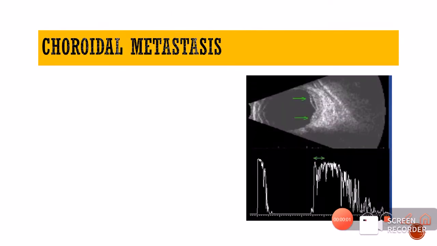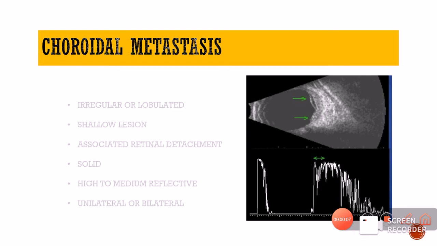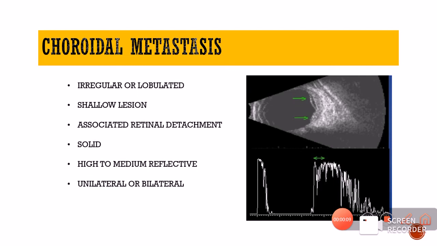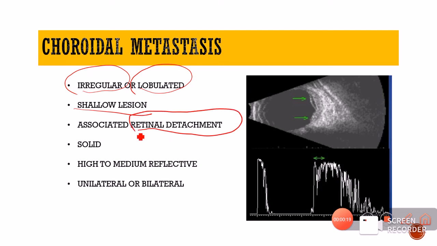Now let us talk about another type of lesion, which is another differential, and that is the choroidal metastasis. The choroidal metastasis, unlike the melanoma, will be very irregular in shape, and they will be lobulated also. They will be shallow lesions, and usually they are associated with exudative retinal detachment. The structure could be solid or of variable consistency, so that is very important. Now the reflectivity that we see is high to moderate reflectivity.